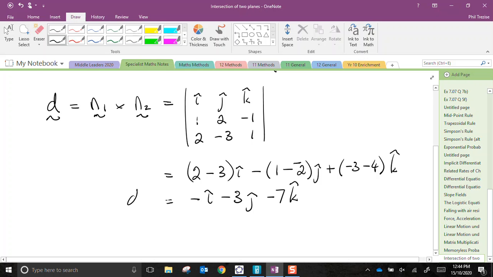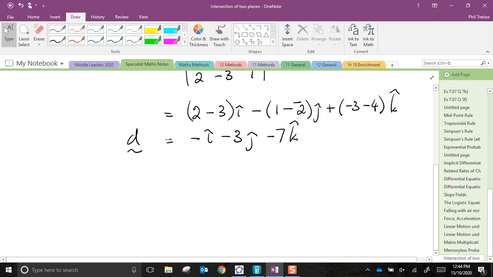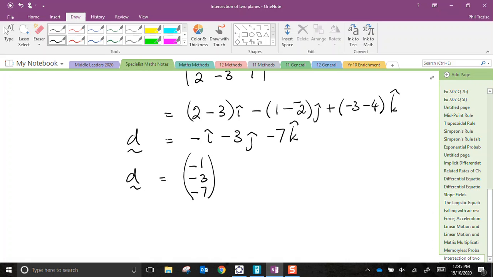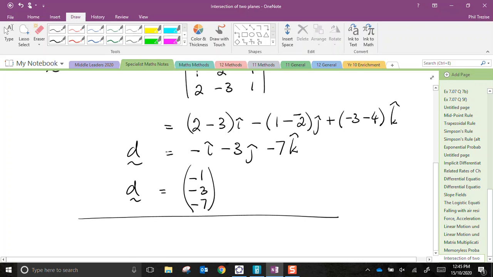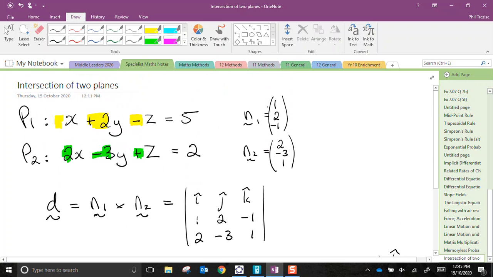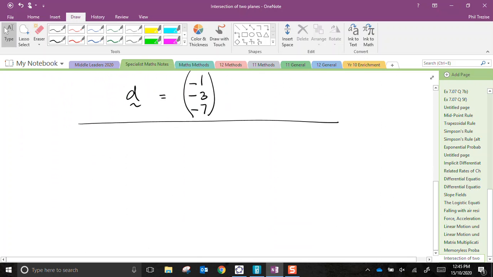Okay, that gives me my direction vector D, which could also be expressed as a column vector negative 1, negative 3, negative 7. The line of intersection between the planes will be parallel to that vector, not necessarily exactly equal to that vector. So what we really need to do next is find a point on that line of intersection.